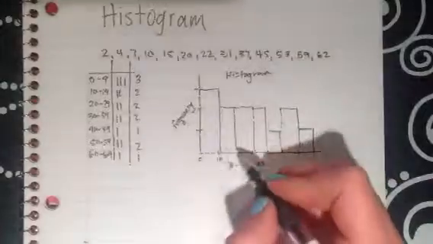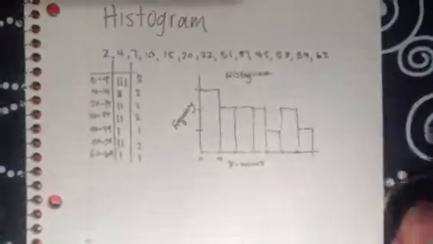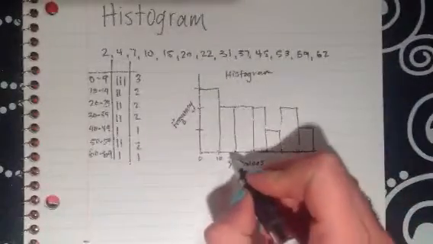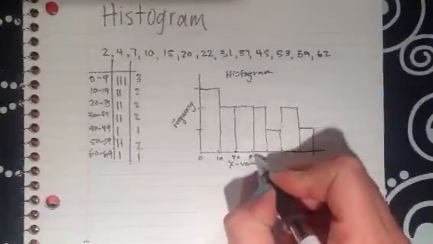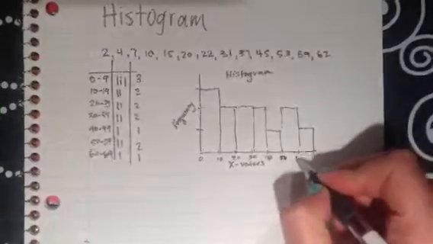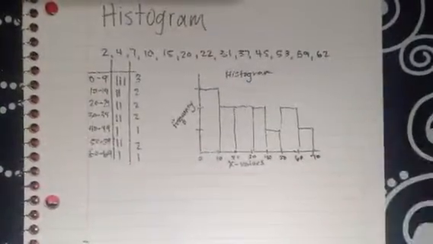Okay, now I know that the left is the low and the right is the one above the high, so I'm just going to go ahead and put all the left values, all the low values, as my values here. And that's how we make a histogram.